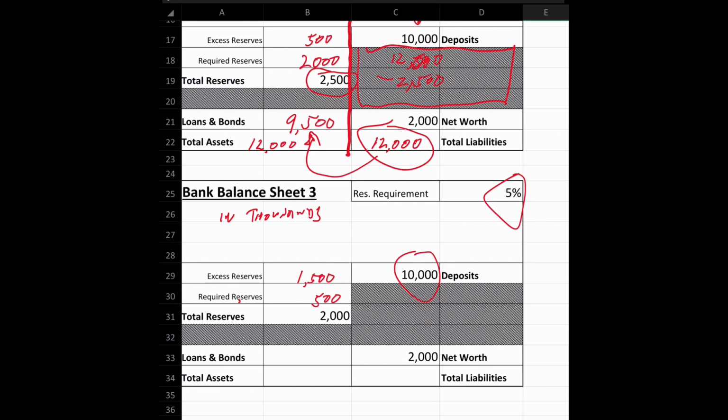$1,500 in excess reserves. We add these two up and we get 12,000 and 12,000. So in this case we would have 2,000 in total reserves, 12,000 total assets. So we have $10,000 in loans. See, that's not hard. So this is the bank. Now banks have to do this every day, usually by 11 o'clock.